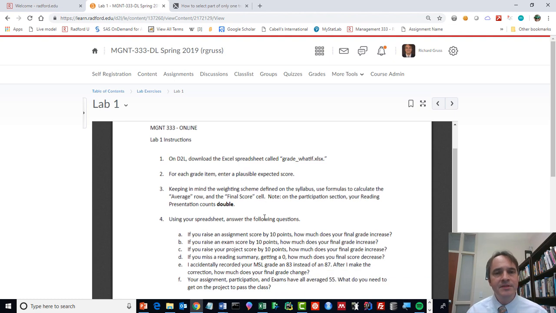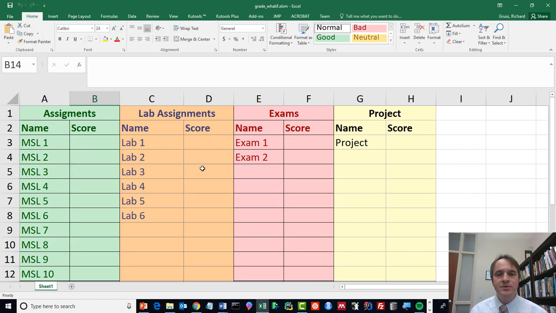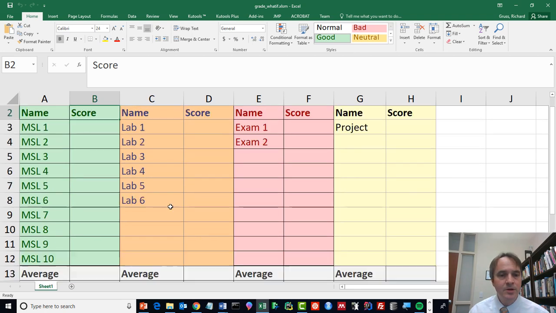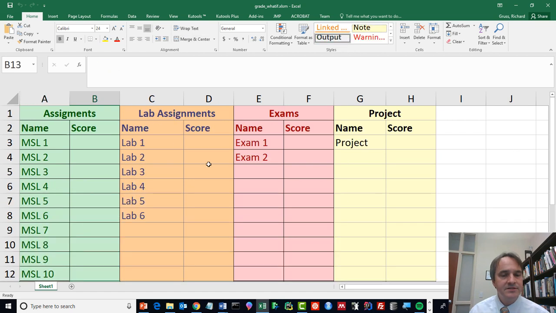But this is what I'm asking you to do, and I've created a submission folder for it on D2L also. I'm asking you to download this Excel spreadsheet and start to do various exercises in it. I think this is helpful. So here's what it looks like. Each of these colored sections here is an element of your grade, right? So we had the assignments over here. There's your average for that section.